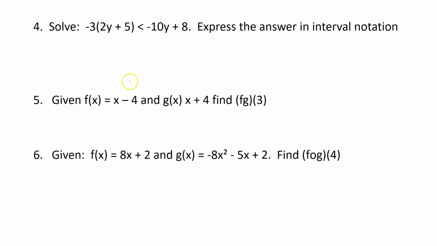Number 4, distribute, combine like terms, and then put the answer in interval notation. You can look at this one on the PowerPoint that I posted.